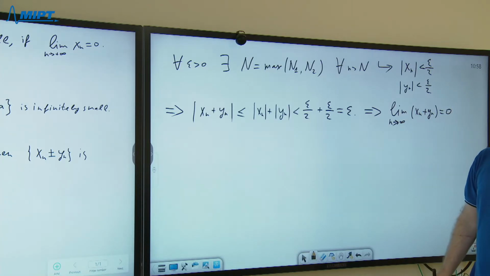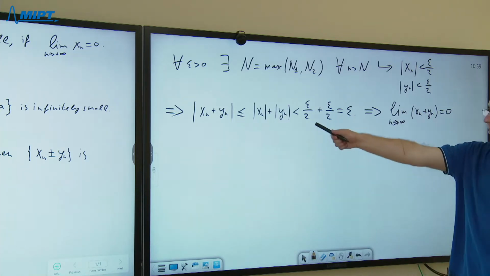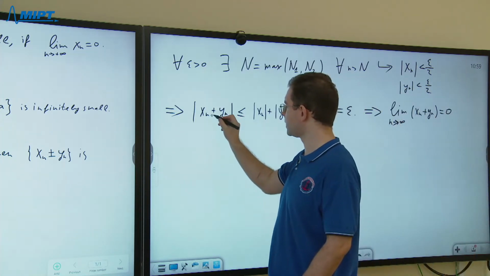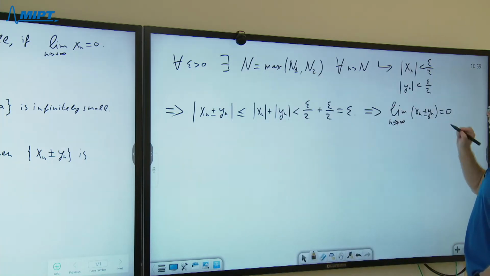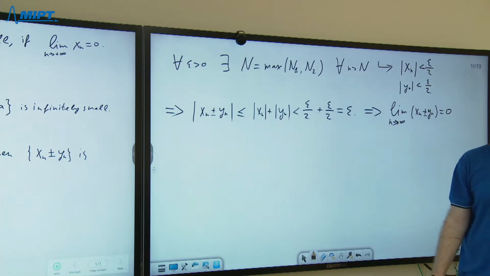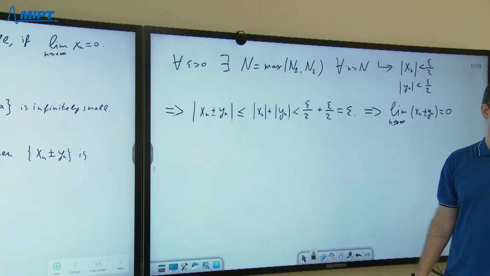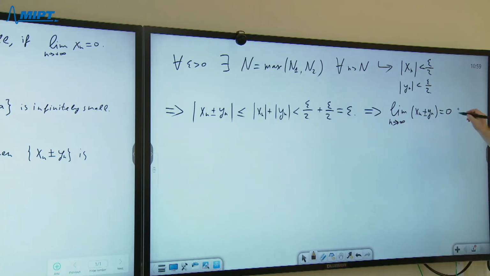Also, if I have a sequence xn minus yn, I can just put minus over here instead of plus, and all of the rest of the proof is the same. So a sequence xn minus yn is also infinitely small. End of proof.